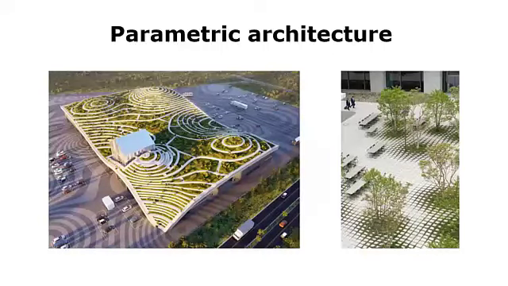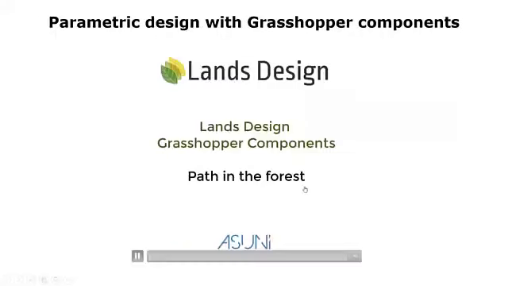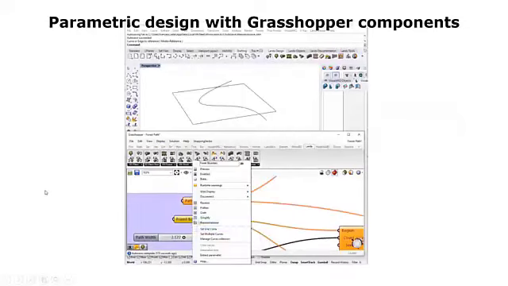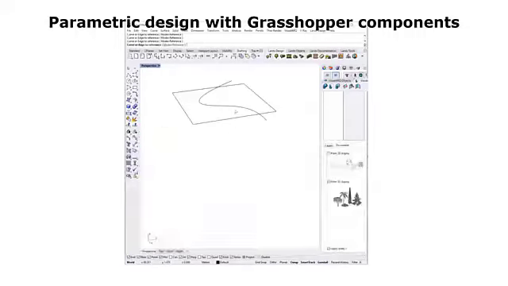You have heard about parametric architecture and parametric design for sure. This kind of algorithmic design, where we use algorithms to create different relationships between landscape elements, is now possible in landsdesign. We have Grasshopper components, and let's see a simple example of what we can do. We are going to populate this area with plants. The height of the plants will depend on their distance to the axis of the path.